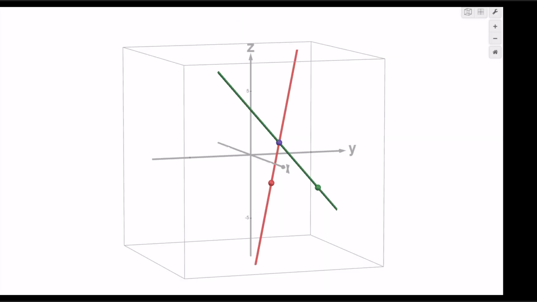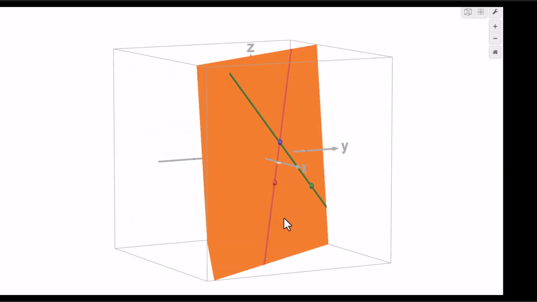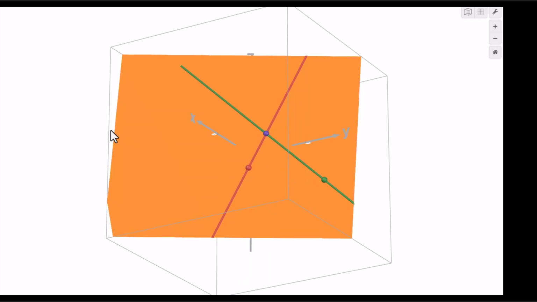And we can graphically check our answer by just plotting the plane, and you can see that's the plane containing these two lines.